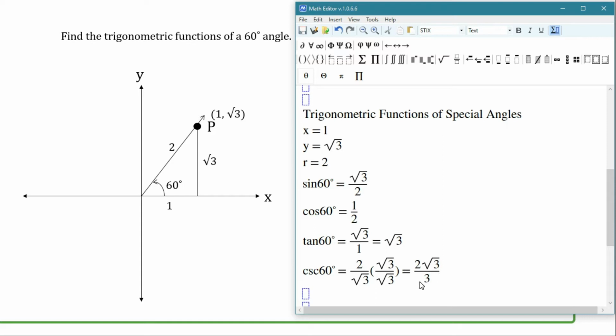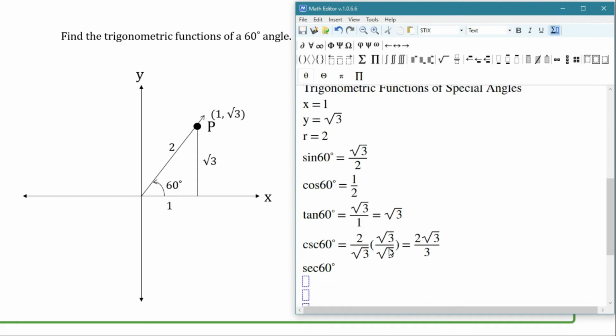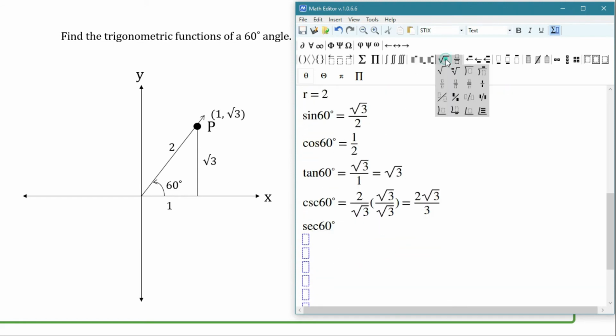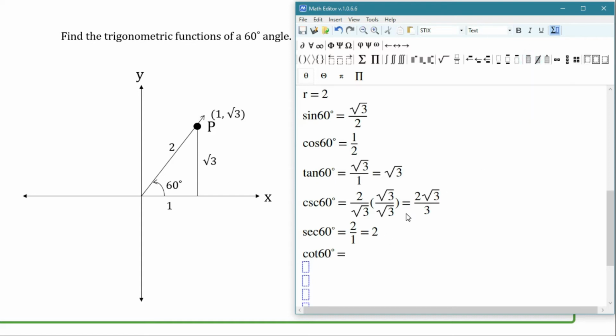Okay? Next, we'll be having our secant of 60 degrees. The secant of 60 degrees would be equivalent to the reciprocal of cosine. That would be hypotenuse over abscissa. Okay, so that is 2 over 1, or simply 2. And the last one would be the cotangent of 60 degrees. The cotangent of 60 degrees is equivalent to the reciprocal of the tangent of 60. That would be 1 over square root of 3.